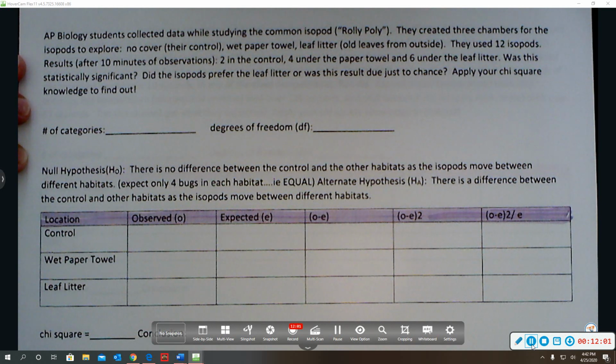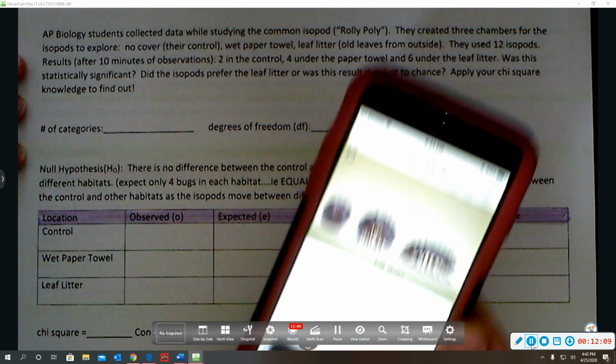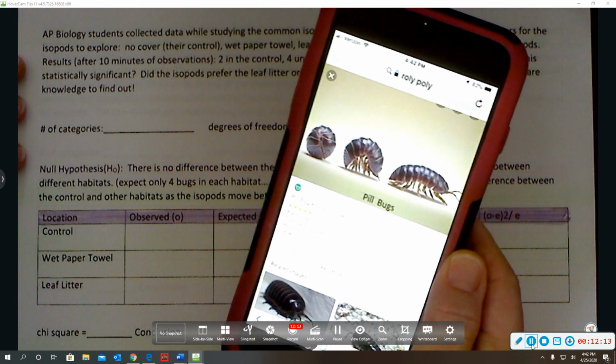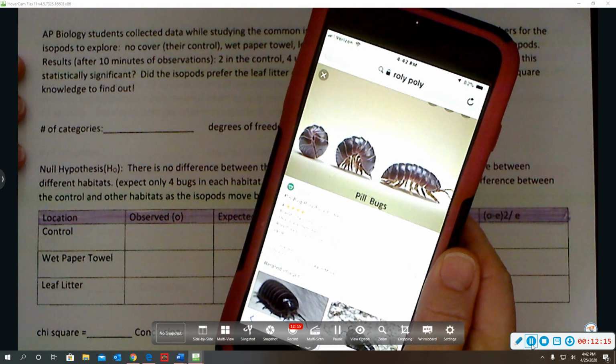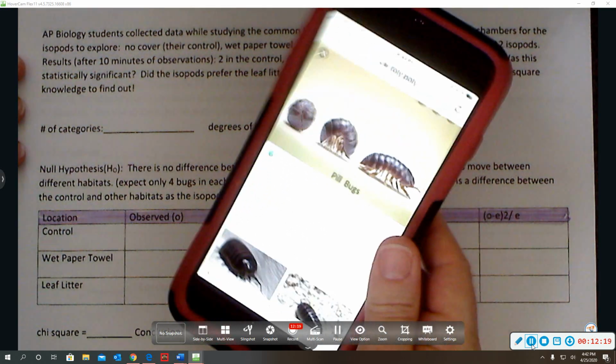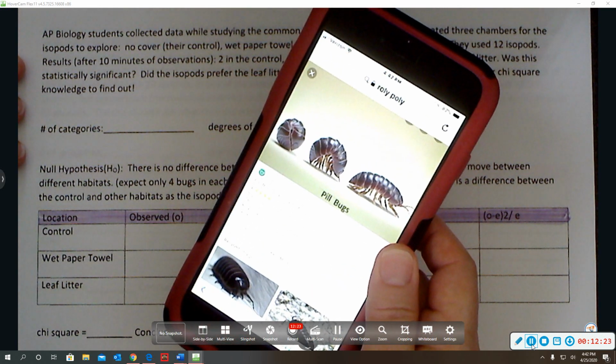Alright, here's an experiment often done in AP Biology. We would have done this one 4th quarter. You ever heard of roly-poly bugs? I pulled them up on my phone. They're also called pill bugs, isopods, or such. They're related to insects. They're in the arachnid phylum, or excuse me, the arthropod phylum.